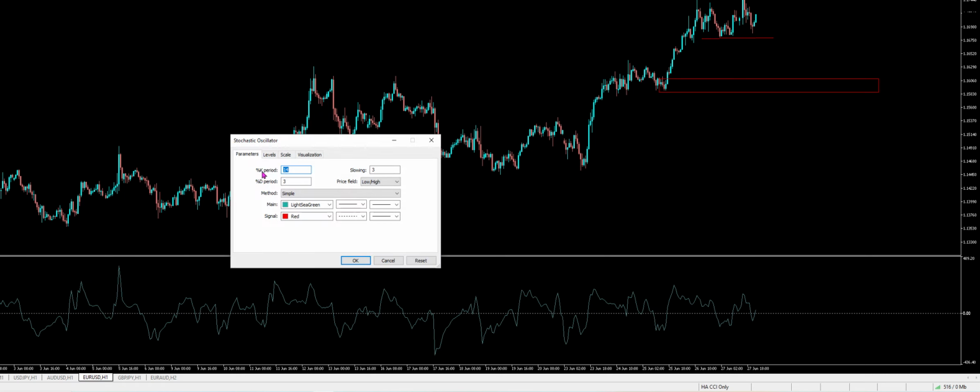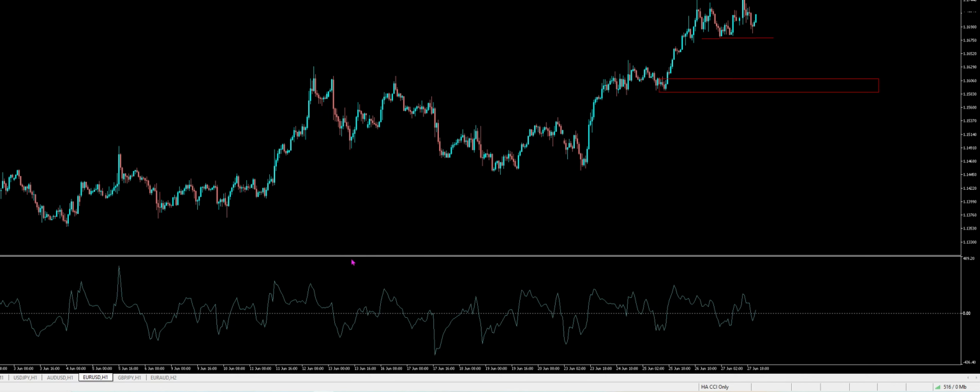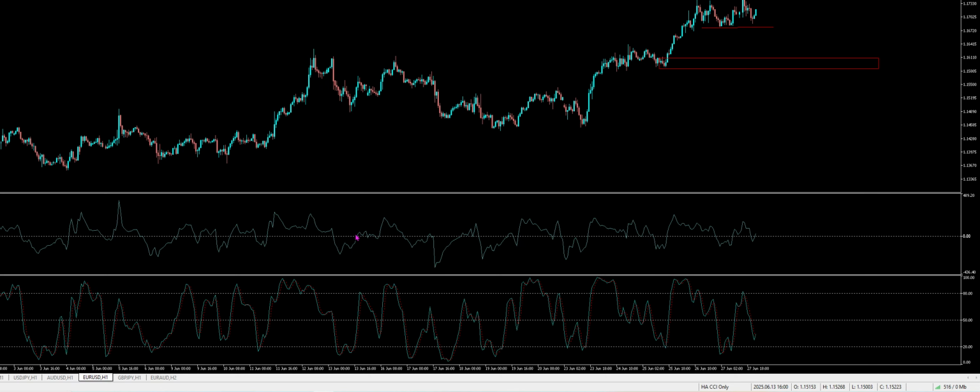Because I think I already had it. Okay. Yeah, these are the default settings on stochastic 14, 3, 3. And you can see that's what they're set here, and I put that on the chart. To me, this is pretty busy and noisy, bouncing off the 50 level and getting buy signals here. These turn out to be a lot of false signals.